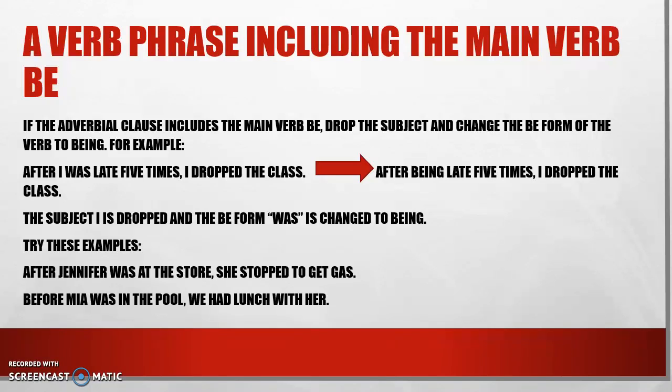Try these two examples. After Jennifer was at the store, she stopped to get gas, and before Mia was in the pool, we had lunch with her. In the first sentence, the subject Jennifer is dropped, and the main verb be is changed to being. So was becomes being. The sentence now becomes, after being at the store, she stopped to get gas. The second sentence cannot be reduced. There are two different subjects. The subject of the adverbial clause is Mia, and the subject of the main clause is we.